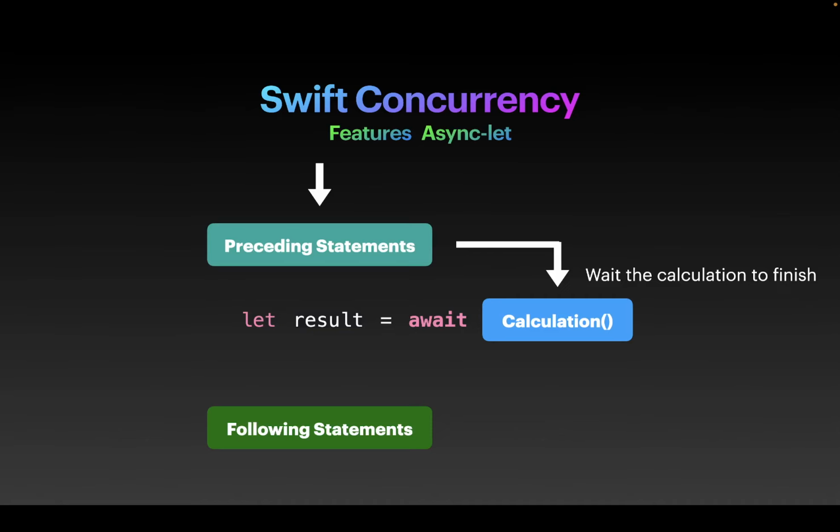In this case, the task system will suspend the execution of your function and do something else until your calculation function actually returns the value. Then you assign the value to result and resume this function. When it has a valid result, you execute all the following statements. Is that clear?